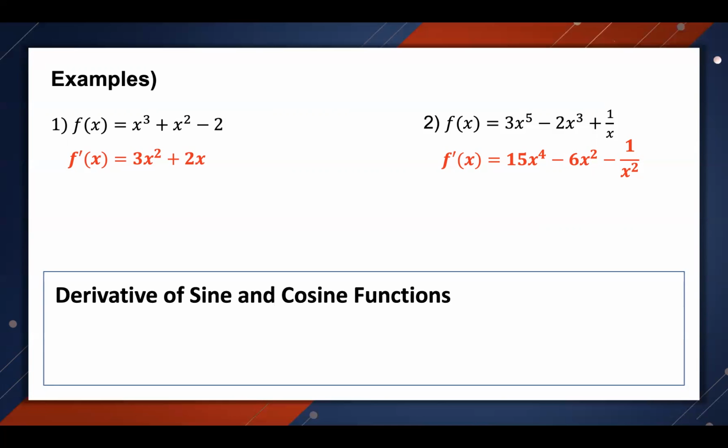Now the derivative of the sine and cosine functions. They are trigonometric functions, so it is much more complex and specific than the others. The derivative of sine x equals cosine x. The derivative of cosine x equals negative sine x. So this is the basic form for these two functions, sine and cosine.